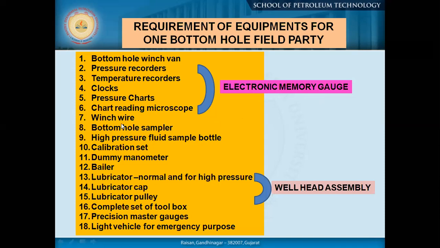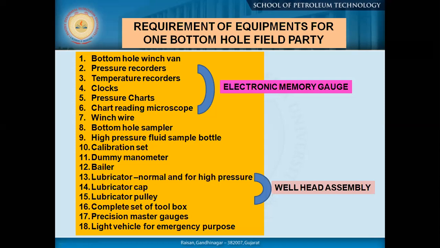Then we have winch wire, winch having wire, so that your required things can be lowered down with the help of a wire. Then you can have the bottom hole sampler, high pressure fluid sample bottle. These are for collecting your fluid samples. I discussed that in the last class.